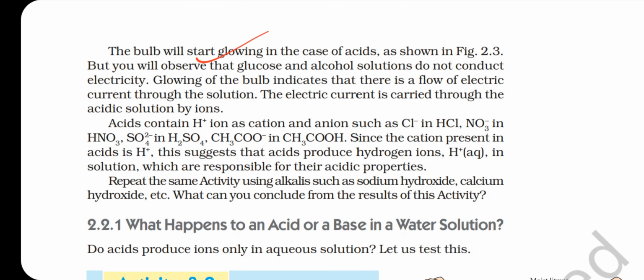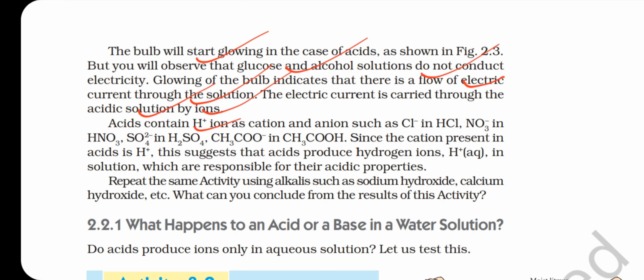The bulb starts glowing in the case of acid, but you will observe that glucose or alcohol solution does not conduct electricity. So the glowing of the bulb indicates the flow of current through the solution. The electric current is carried through the acidic solution by ions. How can electric current be carried in a solution? Because of the presence of different ions in the solution.